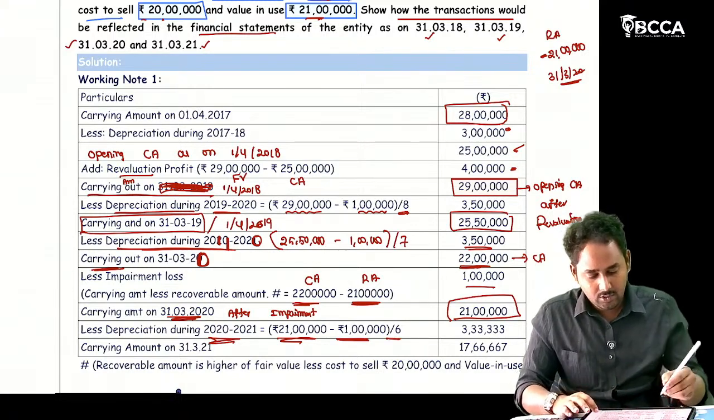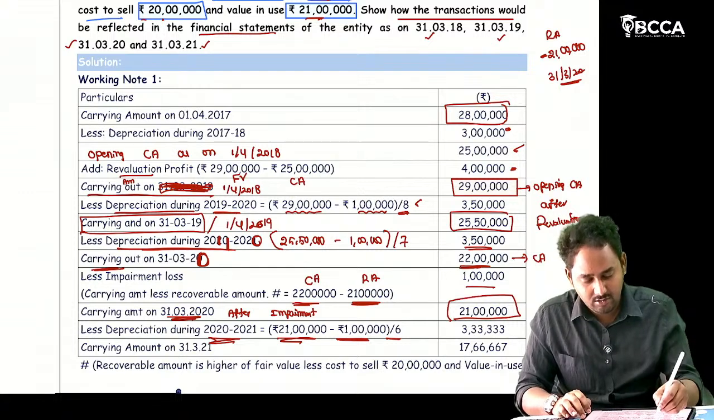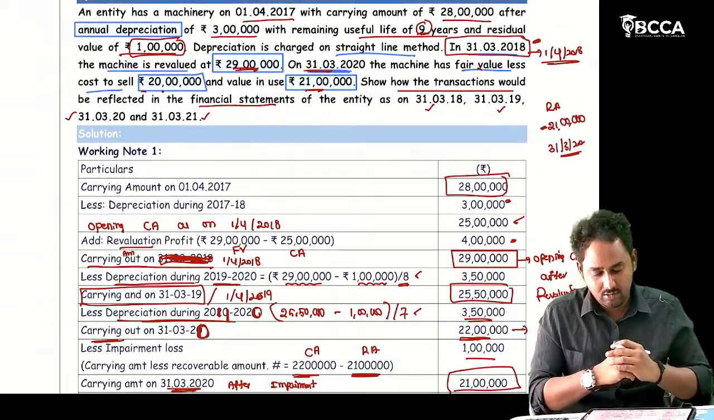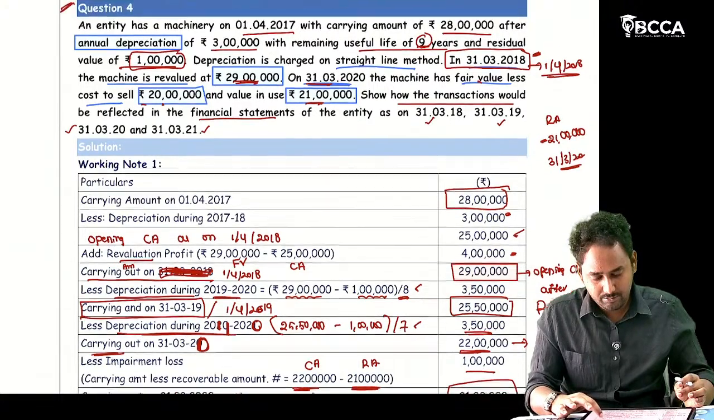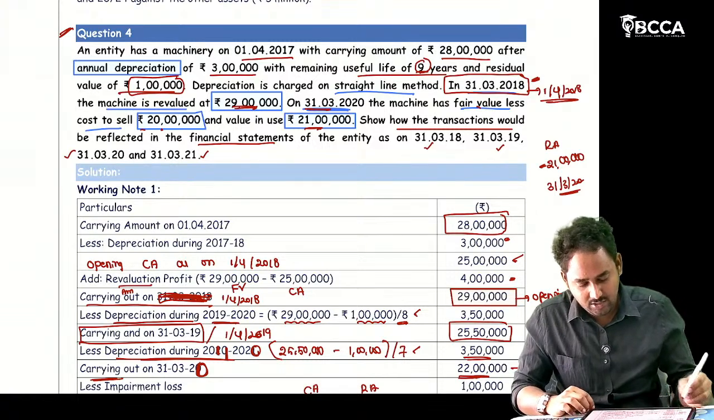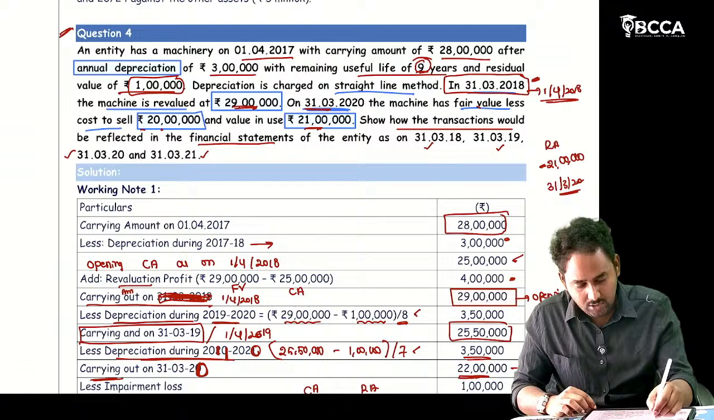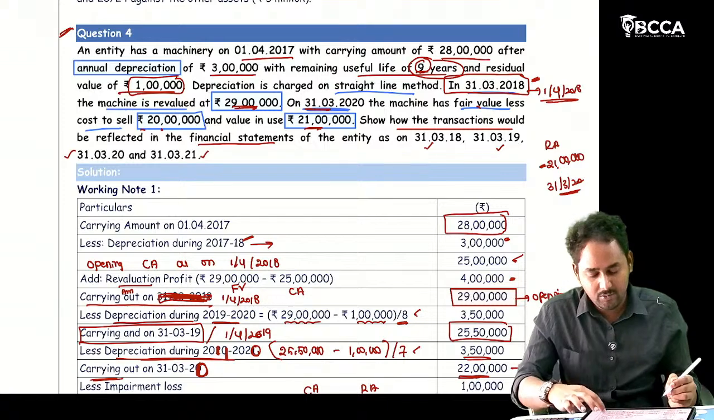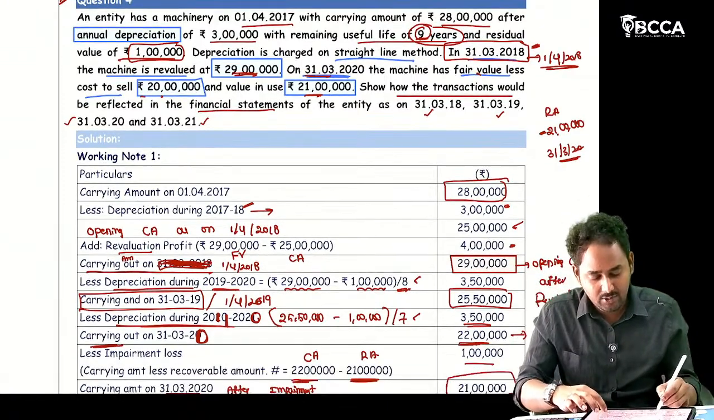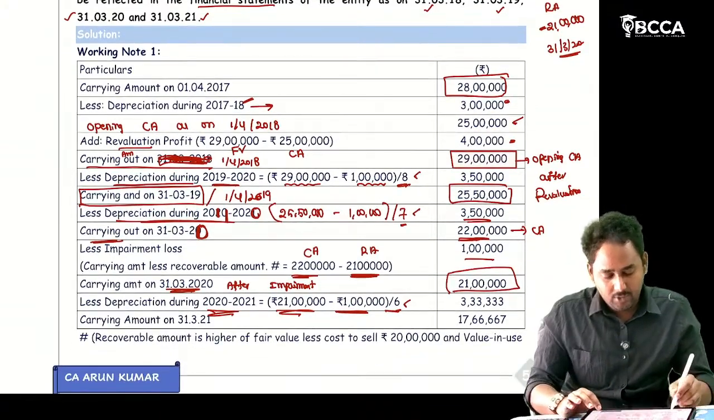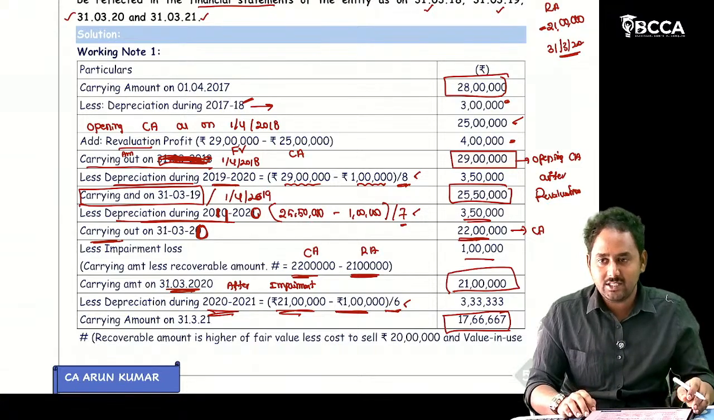6. So here they use the 8, here 7, here 6. What is the useful life actually? So the useful life is 9 years. For the depreciation, I have already provided depreciation for 1 year here. Then the remaining useful life is 8, then it becomes 7, then it becomes 6. Then I got the carrying amount as on 31st March 21, 17 lakh 66,667.